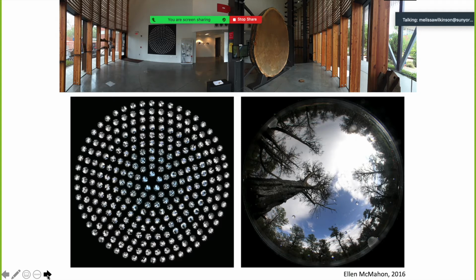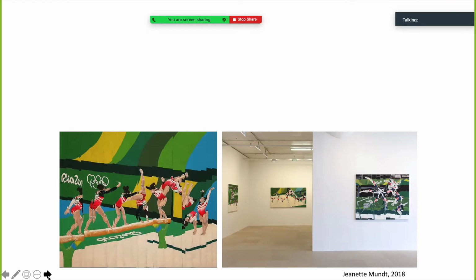Here we've got further images done with a sort of, what would we call this? The fisheye lens with Ellen McMahon, incorporating the movement of the sky. And then that artist that I referenced before that I couldn't remember her name, Jeanette Mund, and her notion of time as static, but also just suggested.